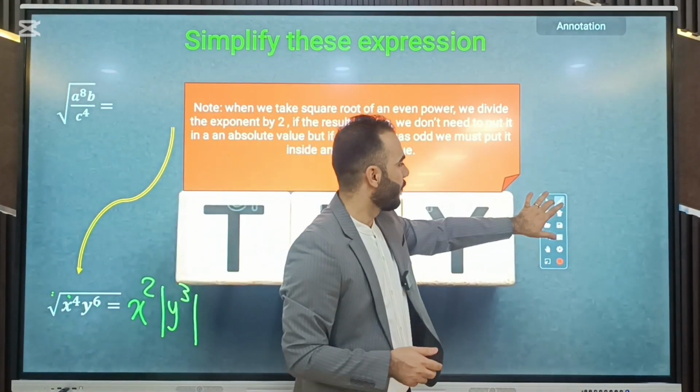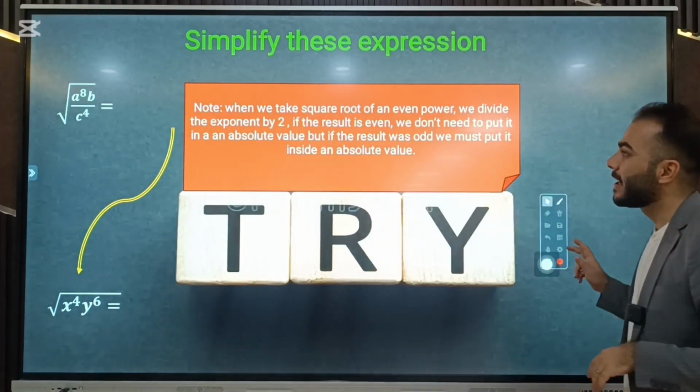Okay, so let's see whether we have something left or not. Let's just move to the next page.